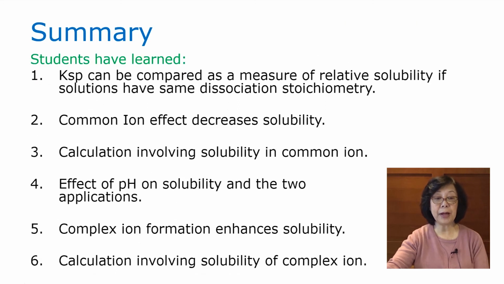To sum up what we have learned today, we learned that the Ksp can be compared directly as a measure of relative solubility if the solutions have the same dissociation stoichiometry. We also learned that common ion will decrease solubility. We learned how to calculate the solubility involving common ion. We also learned that the pH will change the solubility and 2 real-life applications. And finally, we learned that complex ion formation will enhance solubility, and we also solved problems related to such.